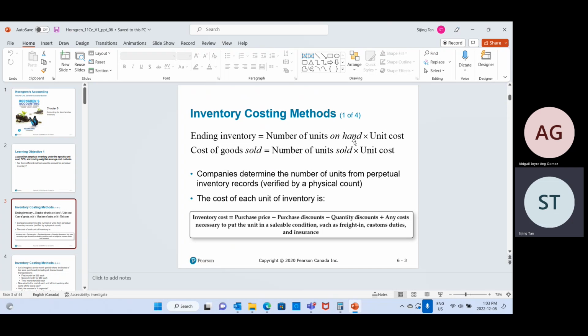So we quickly take a look at this slide. Ending inventory equals the number of units on hand times the unit cost. The cost of goods sold equals the number of units sold times the unit cost. I think there is an example we can quickly see.